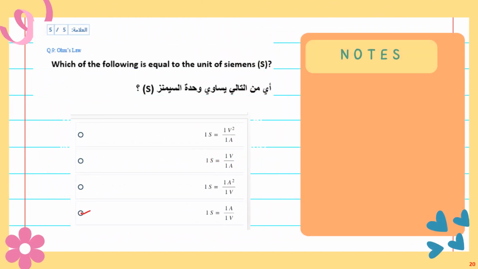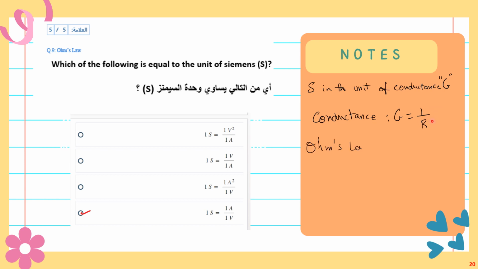With the next question: which of the following is equal to the unit of Siemens, S? We have 4 options. You need to remember that S, the Siemens, is the unit of the conductance G. And as you remember also, the conductance is the inverse of the resistance.